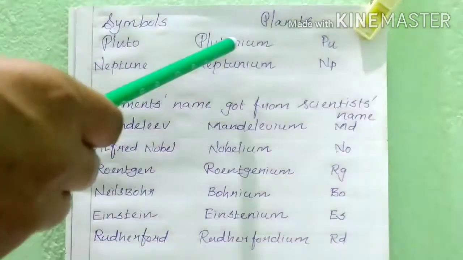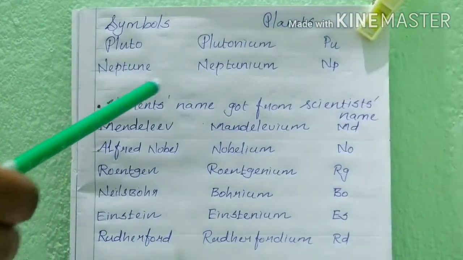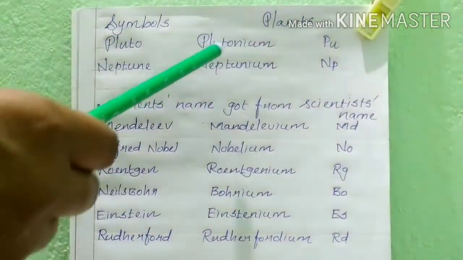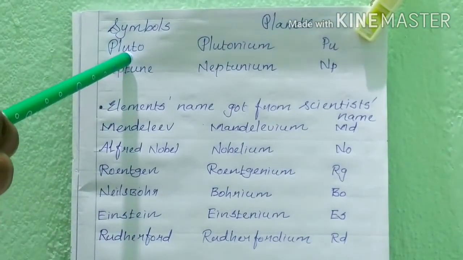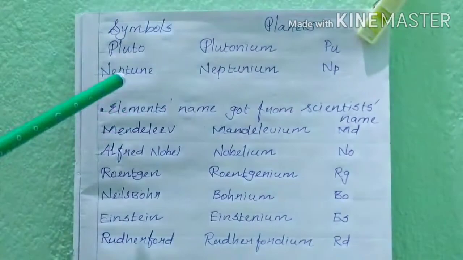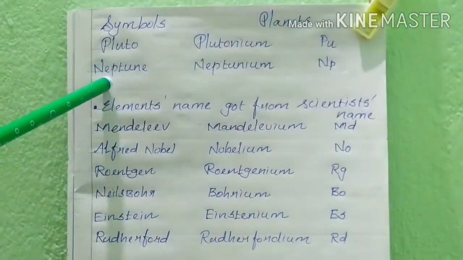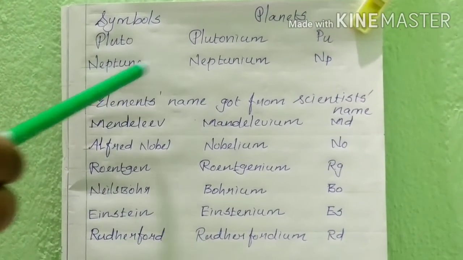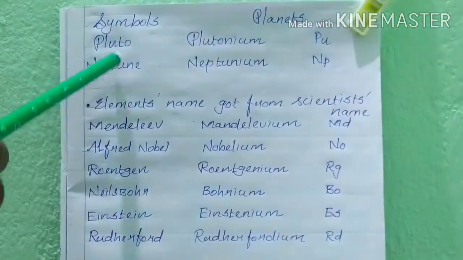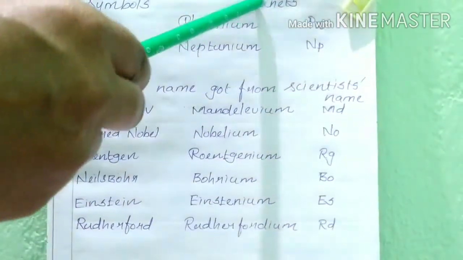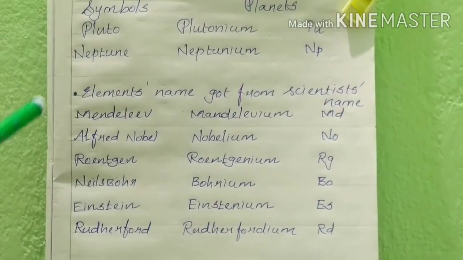These are the names of the elements that are derived from the names of the planets. I have given 2 examples. The name of the element plutonium has been derived from the name of the planet Pluto, and its symbol is Pu. Like this, the name of the element neptunium has been derived from the name of the planet Neptune, and its symbol is Np. The names have been directly derived from the names of the planets, so it will be easier for us to keep in our mind. Next, shall we see one more case?